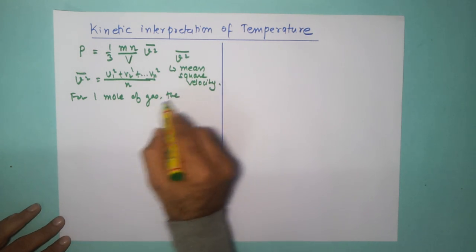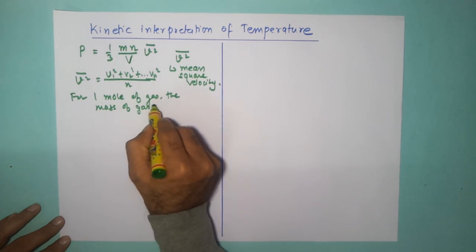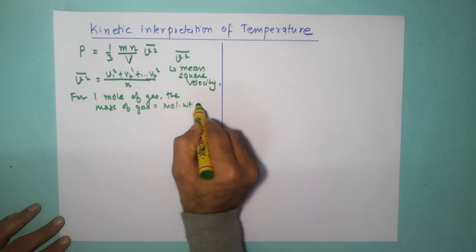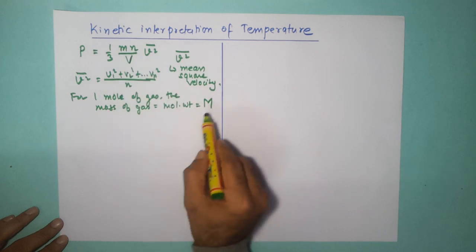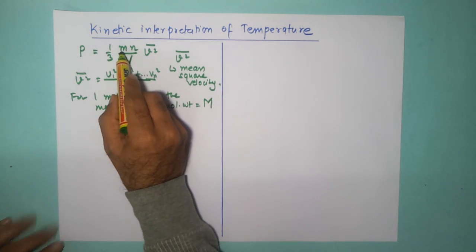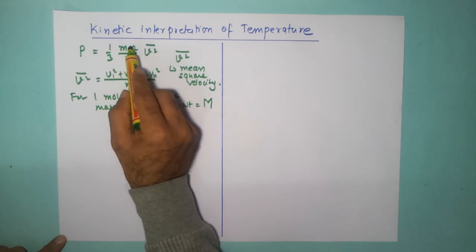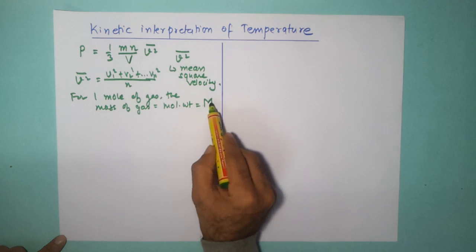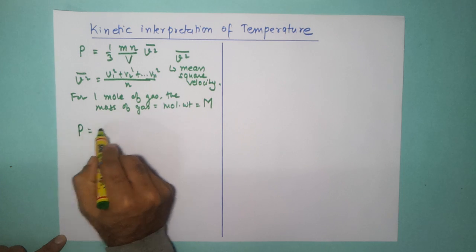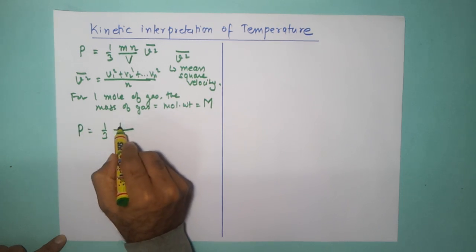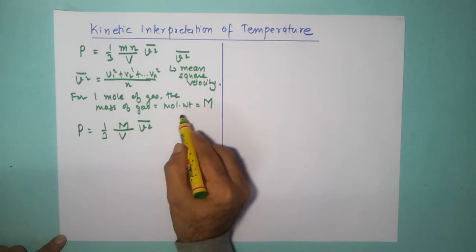In that case the mass of the gas will be equal to the molecular weight, which will be denoted by capital M. Therefore, in this equation, mN will get replaced by molecular weight, because m is the mass of each one molecule and N is the number of molecules. So this represents total mass of the gas, and when we take 1 mole of gas, the total mass is the molecular weight. So P will become 1 upon 3 into M upon V times v square bar, where M represents the molecular weight.